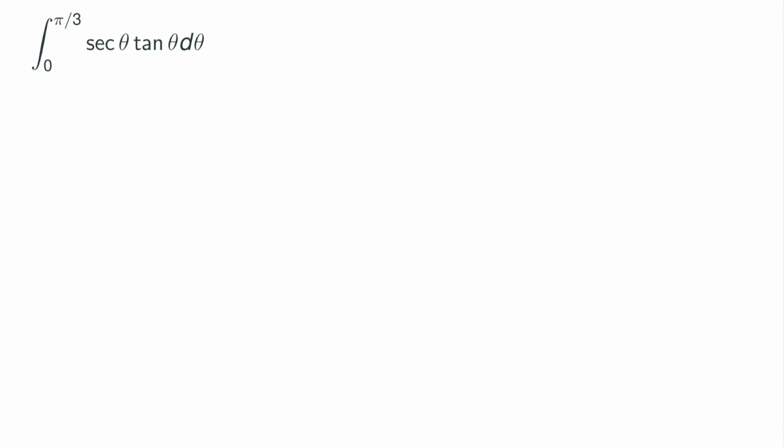So for this one, first we take the antiderivative. Well, we know that the derivative of secant theta is secant theta tangent theta. So if you take the antiderivative of secant theta tangent theta, we get secant theta. Evaluate it at 0 and pi over 3.